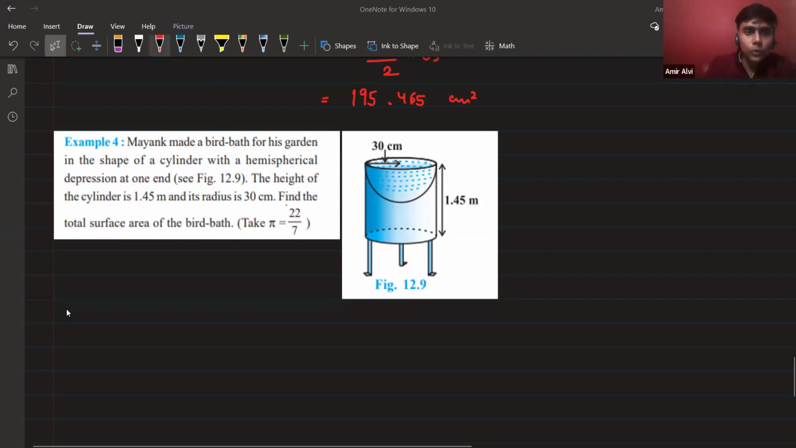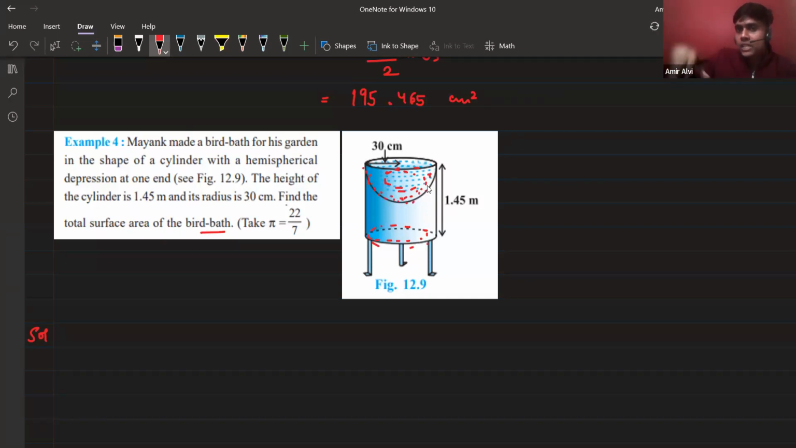Those who are not able to solve, don't worry. Look at the screen. We have to calculate the total surface area of the bird bath for his garden. This is a depression, which means only the water will be available in the hemispherical shape. It is not required to cover this end, it will be open, because this shape, basically a kind of bowl, is placed inside a cylinder. Clear? Yes, sir.